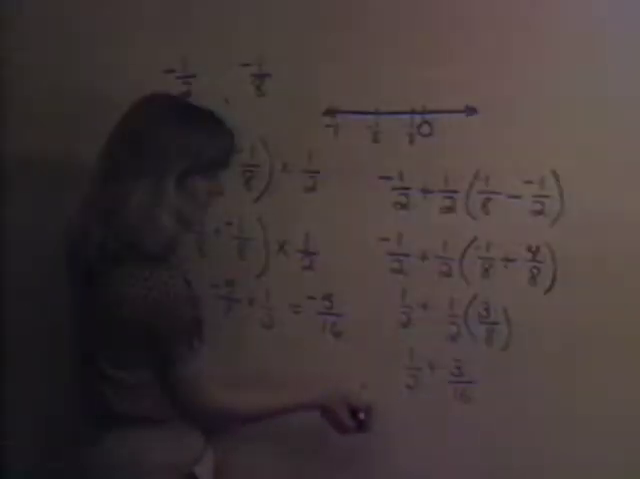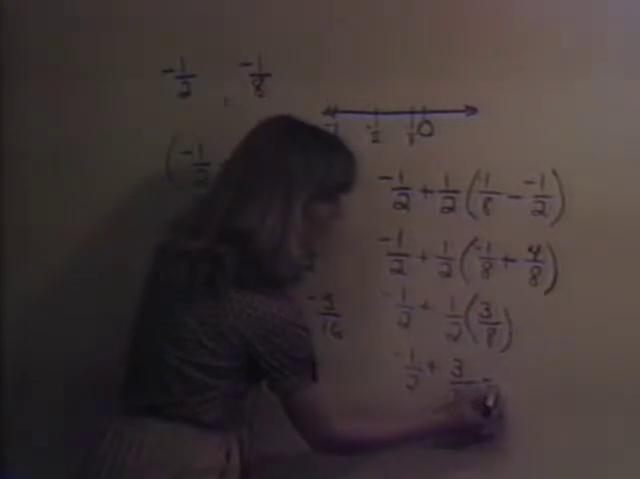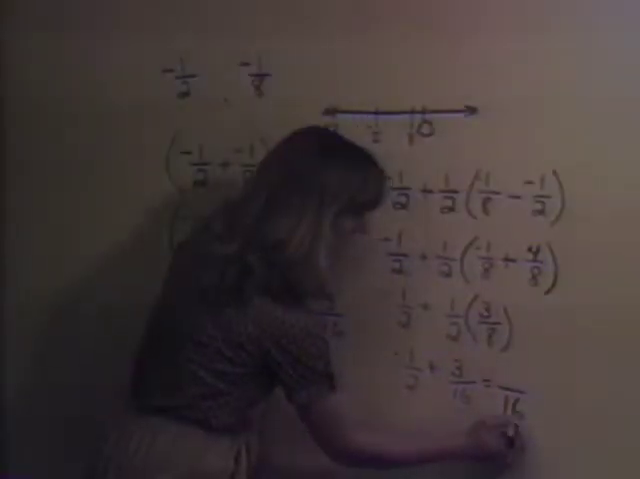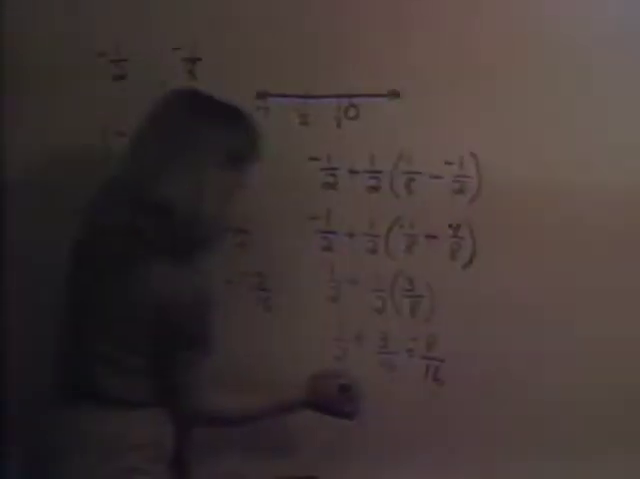Okay, let's finish this problem then. We have a negative 1/2 plus 3/16. We need to have a common denominator, which is 16. Negative 1/2 is the same as negative 8/16. If we take negative 8/16 and we add 3/16, we come up with negative 5/16, which better be what we got over here, and it is. So we get the same answer.